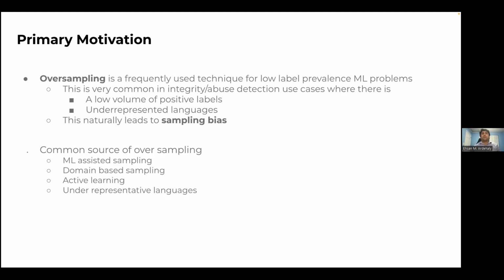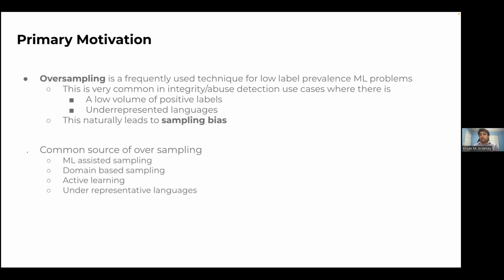As we all know, oversampling is a frequent problem, and we frequently use this technique, especially when we are dealing with low label prevalence ML problems that fit many of these integrity problems, like abuse detection. These are usually rare problems, and we want to train a classifier on them. To make sure that the classifier has good quality, we usually do some oversampling. Also, when we're dealing with underrepresented languages, we want to train the models globally, on many, many languages. We always have this kind of issue in oversampling. And of course, this naturally leads to sampling bias.